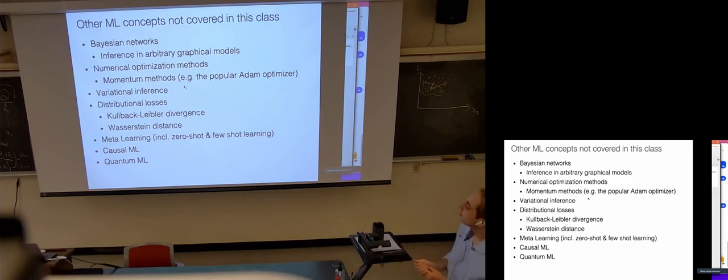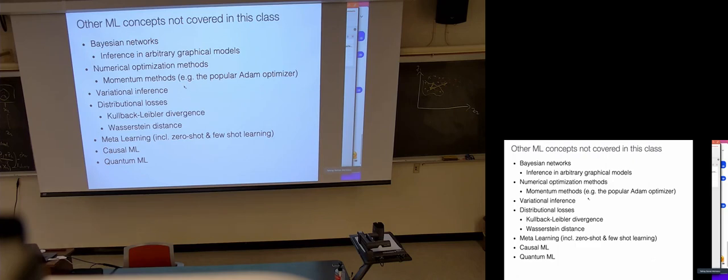There are also numerical optimization methods, for example, momentum-type methods, that we haven't covered. Adam is a very popular optimizer. It's stochastic gradient descent, but it also uses momentum, basically inertia, and that's something we haven't covered.